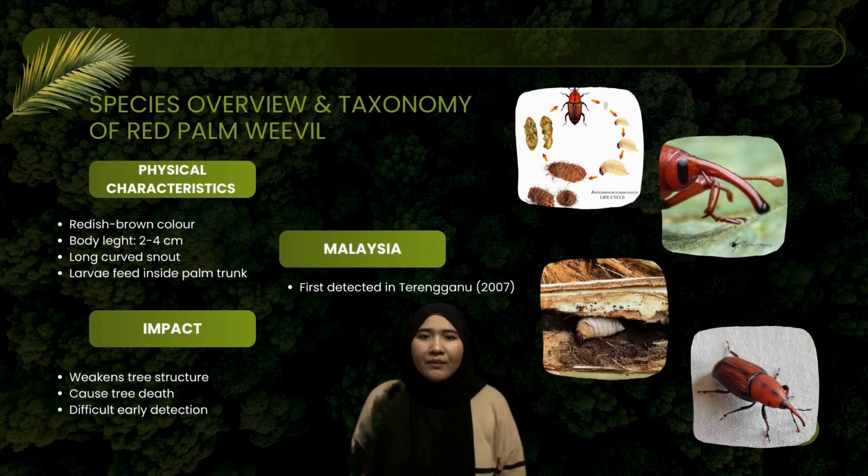Its larvae live inside the palm trunk, where they tunnel and feed on the internal tissue. This weakens the tree structure and can eventually cause the tree to die. Since the larvae develop inside the trunk, infestations are difficult to detect during the early stage. Finally, in Malaysia, the first red palm weevil infestation was reported by the Department of Horticulture in Terengganu in 2007, highlighting the importance of early detection and effective management to protect palm plantations.